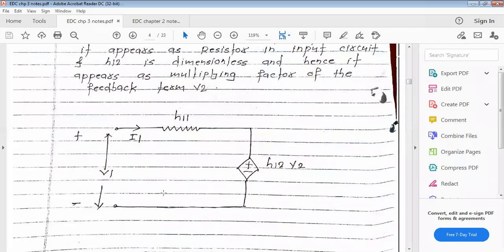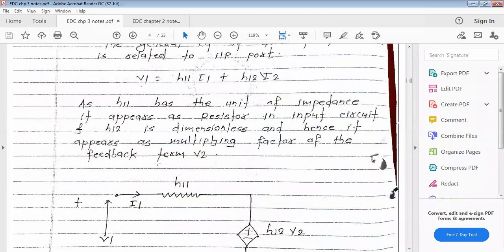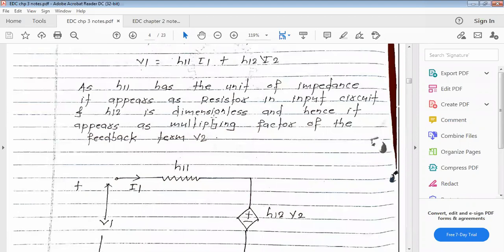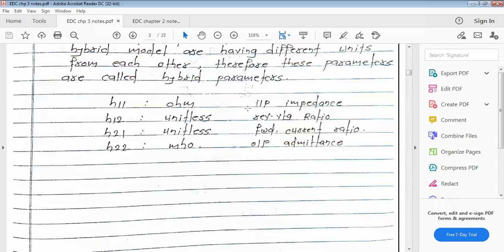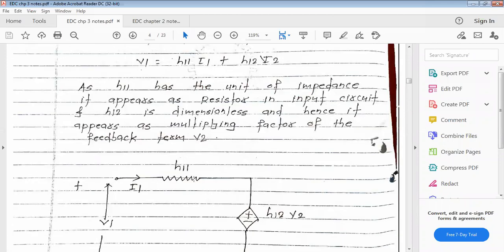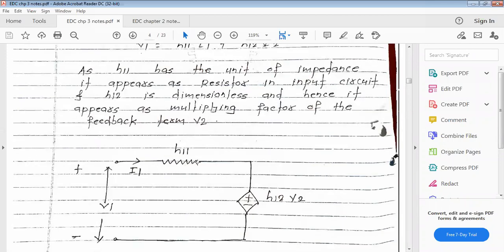Okay, now see, we have to write its equation. V1 is the applied voltage, that's why we are applying V1 here. Now H11 is what we have already seen. H11 is nothing but the input impedance. Impedance is the same as a resistance. So how can you show the impedance? Like the symbol of resistance. So see here, here is the symbol of resistance, we call it H11.